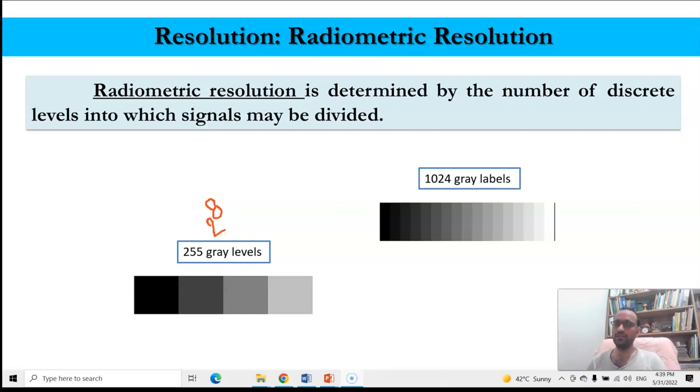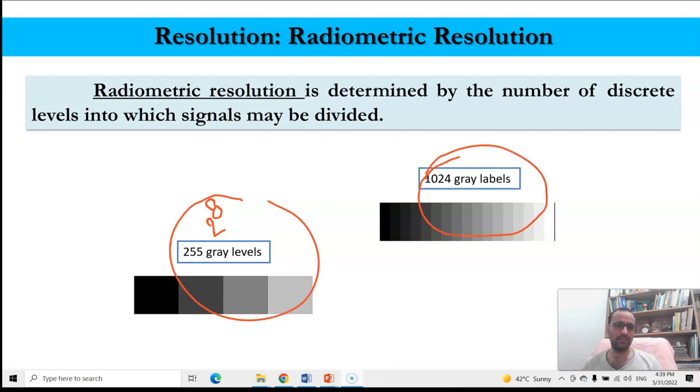So radiometric resolution is determined by the number of discrete levels into which signals may be divided. How many gray levels one single color has, right? You got my point? You can see here the gray level is lesser and here it is more. So we can identify the objects more precisely in this data, not in this, right? Bigger the bit or higher the bit, it means more qualitative data.